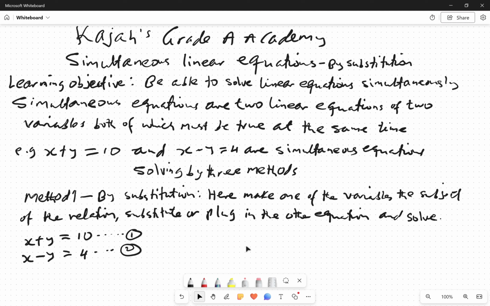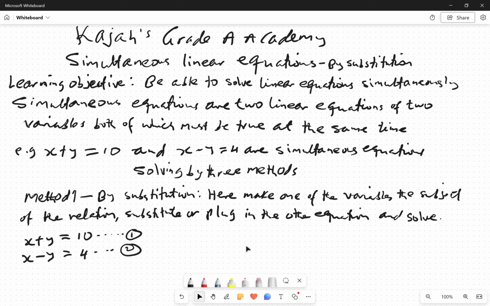Substitution means you make one variable the subject of the equation, then you substitute it in the other equation, so it becomes one linear variable, and then you solve for that particular variable. After that, you will look for the other one that was made the subject. So let's understand it further.